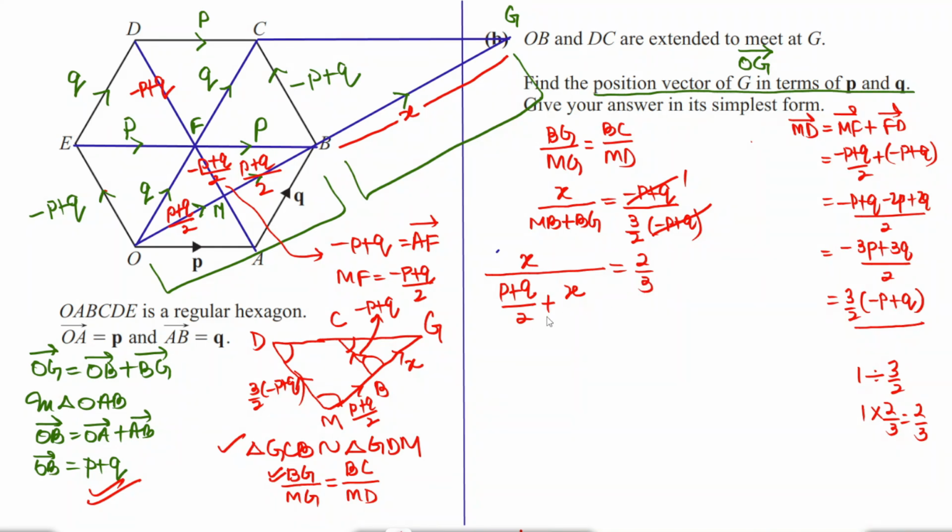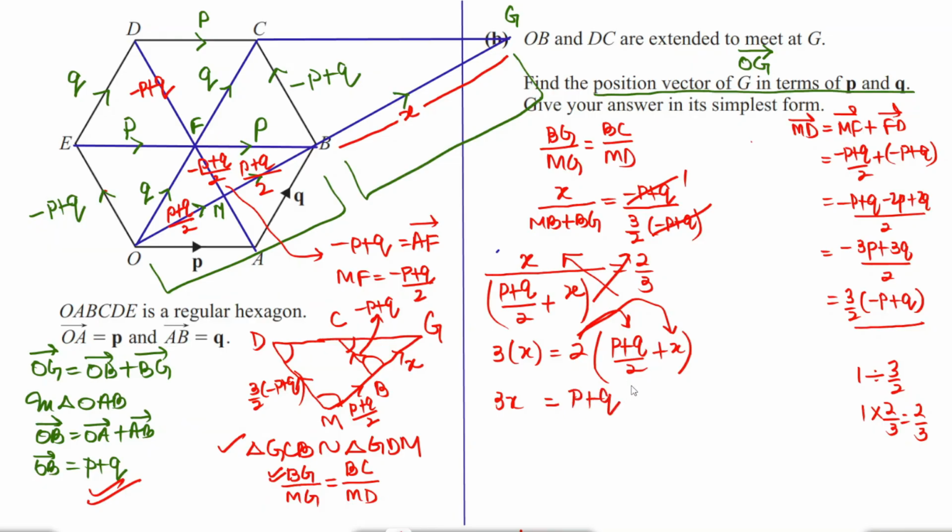Now we do the cross multiplication. 3 goes to the top, and the whole denominator goes here. So we get 3 times X equals 2 times ((p plus q) by 2 plus X). So 3X equals, 2 will multiply first here and then in the second part, so the 2s get cancelled. We are left with p plus q, and 2 into X, that is 2X. 2X is positive, so taking it to the other side, we get X equals p plus q.